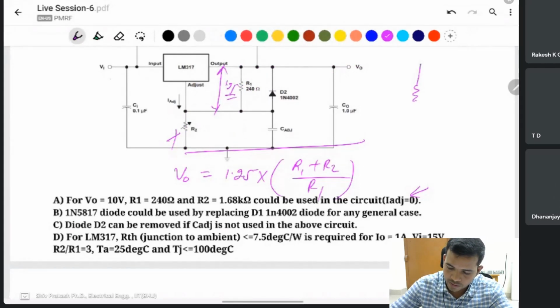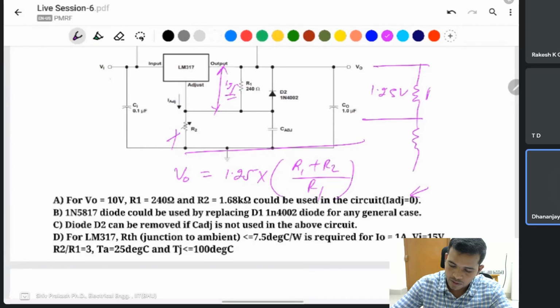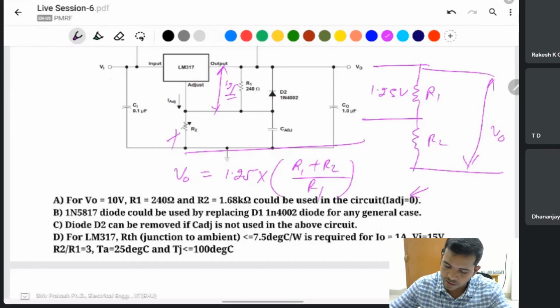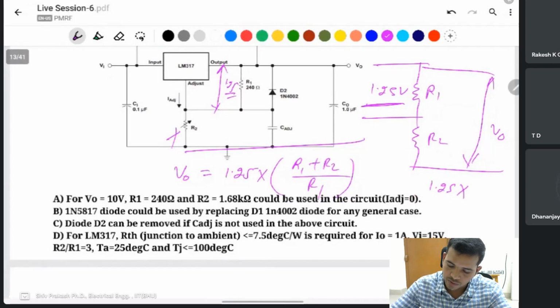So, R1, this one R2, this one output voltage. You can apply the voltage divider: input voltage 1.25 into total voltage. When we find R1 plus R2, the total resistance divided by the resistance where the voltage is present.